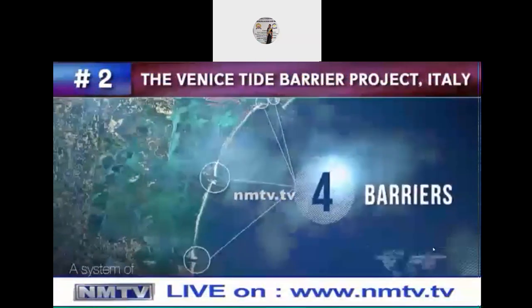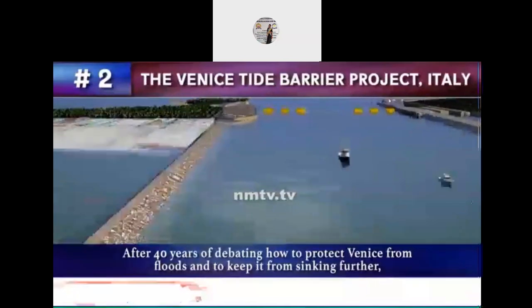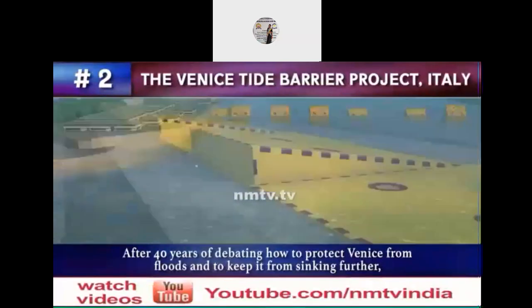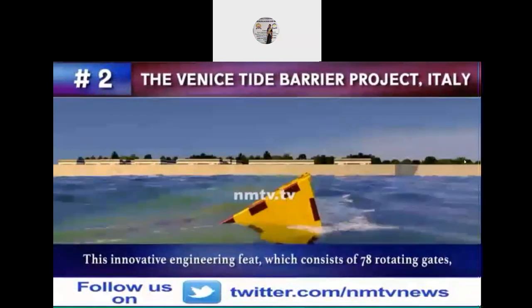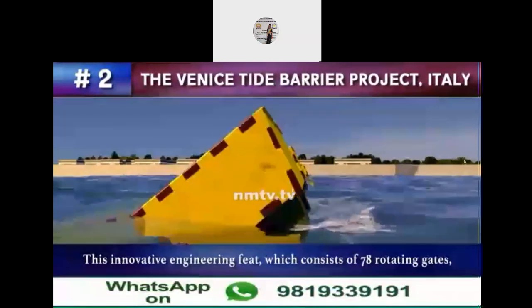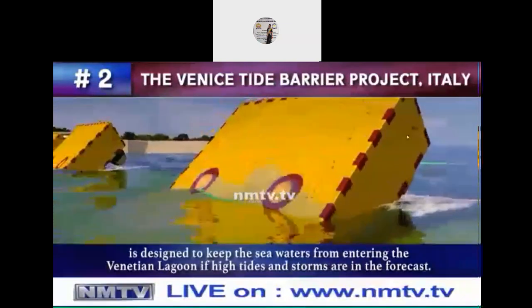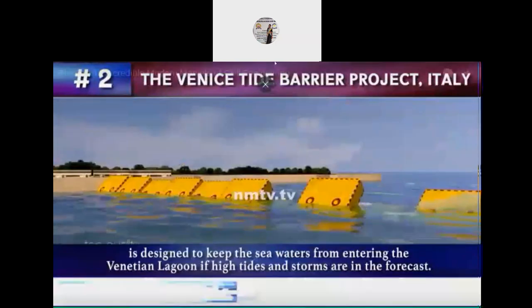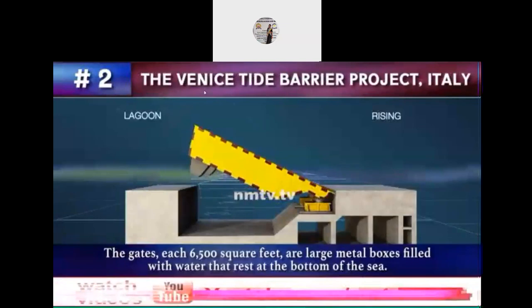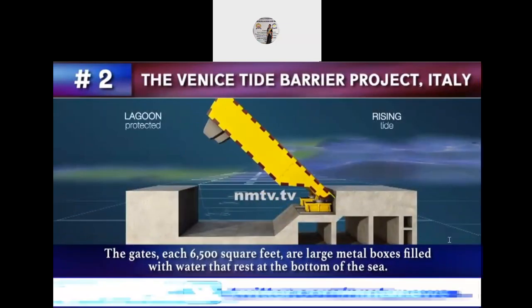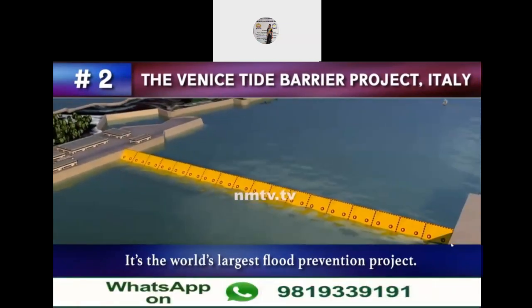At number two is the Venice Tide Barrier Project in Italy. After 40 years of debating how to protect Venice from floods and to keep it from sinking further, the Venice Tide Barrier Project was instigated in 2003. This innovative engineering feat, which consists of 78 rotating gates, is designed to keep the seawater from entering the Venetian lagoon if high tides and storms are in the forecast. The gates, each 6,500 square feet, are large metal boxes filled with water that rest at the bottom of the sea. It is the world's largest flood prevention project.